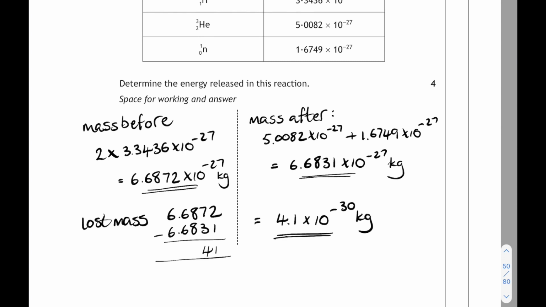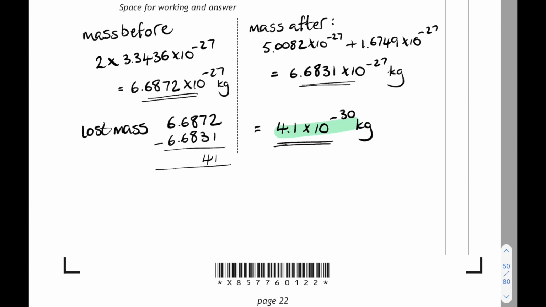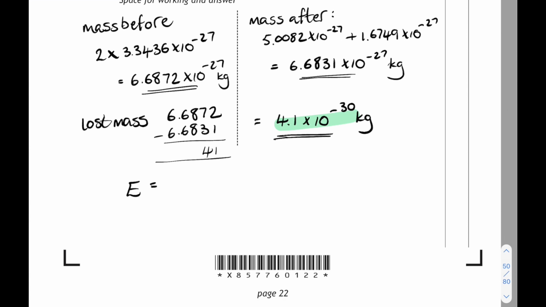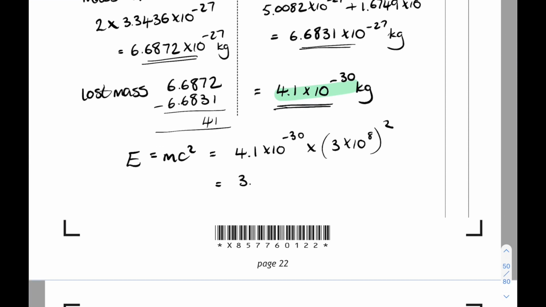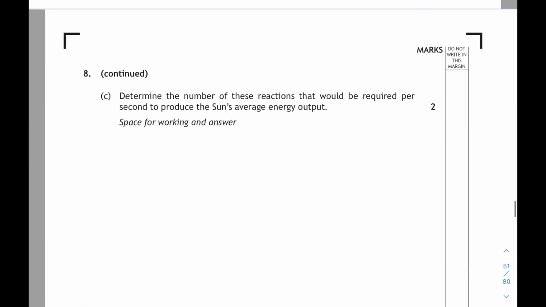That's the lost mass. And then if we want the energy produced, we use our relationship E equals mc squared, where m is the lost mass and c is the speed of light squared. So 4.1 times 10 to the minus 30 times 3 times 10 to the 8 squared gives us the energy produced from one of those reactions, 3.7 times 10 to the minus 13 joules. It's a very small amount of energy, that's because it's one reaction.